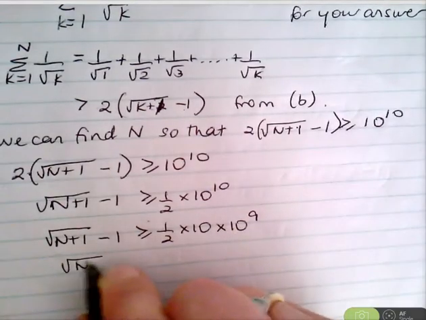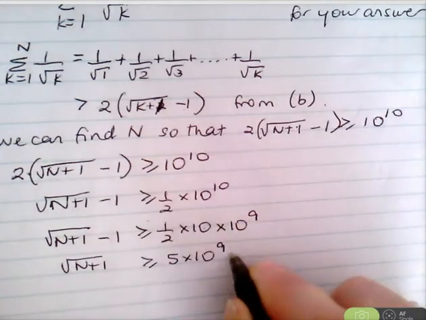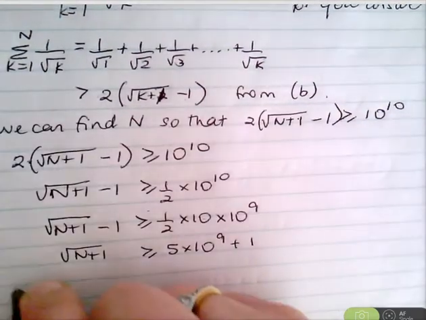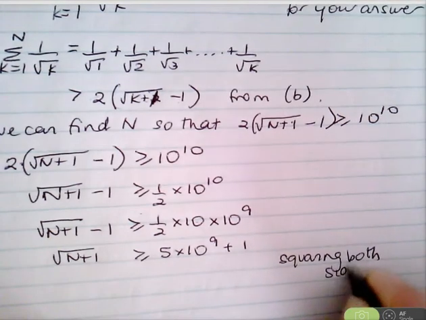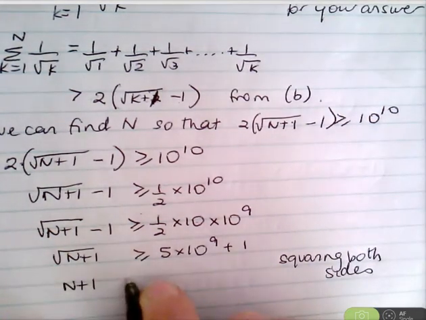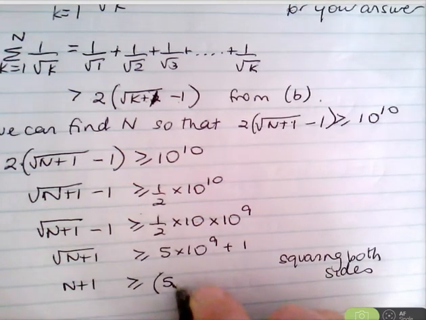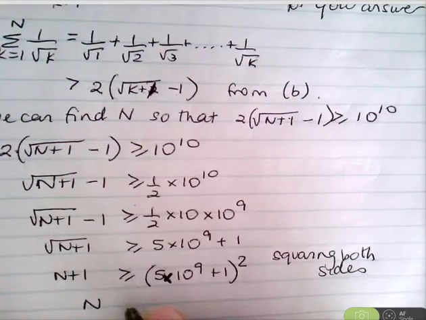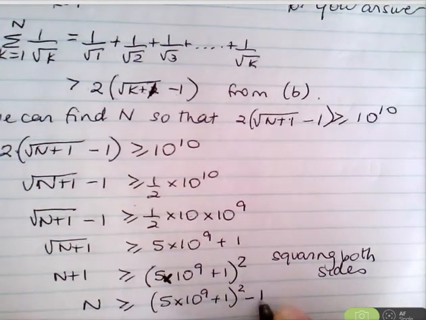So the square root of n plus 1 is greater than or equal to 1/2 of 10, which is 5 times 10 to the power of 9, plus 1, bringing this one to the other side. If we square both sides, we get that n plus 1 is greater than or equal to 5 times 10 to the power of 9 plus 1 squared. So n is greater than or equal to 5 times 10 to the power of 9 plus 1 squared minus 1.